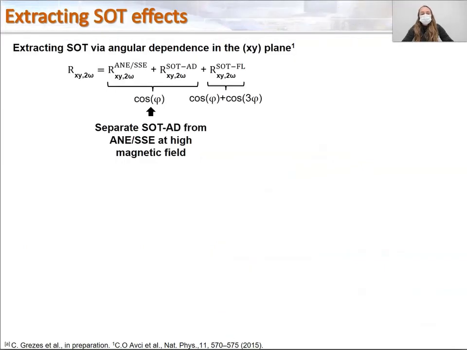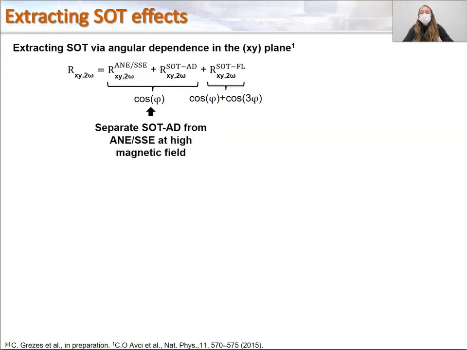Last, we are also interested in the current-induced spin-orbit torque effect. As shown here, the second harmonic transverse Hall resistance is composed of a thermal contribution and a spin-orbit torque contribution, with anti-damping-like and field-like components. Regarding the angular dependence, the field-like torque has a cos phi plus cos 3 phi dependence and thus can be separated from the thermal and anti-damping-like contributions that both have cos phi dependence.